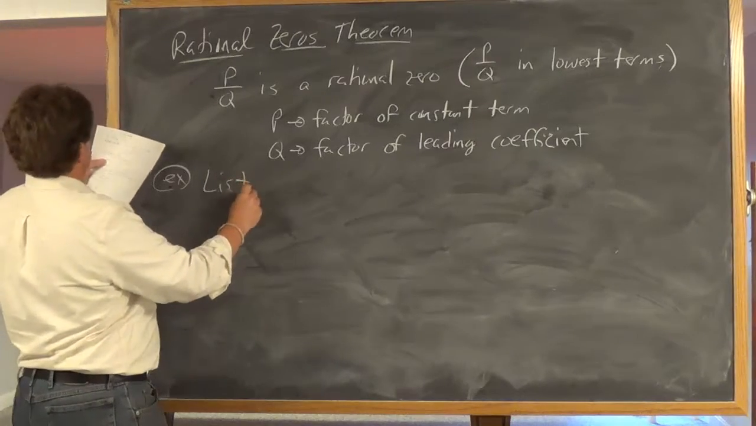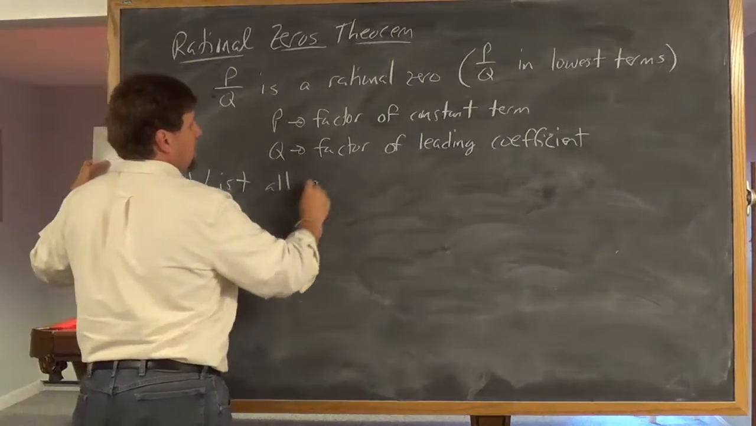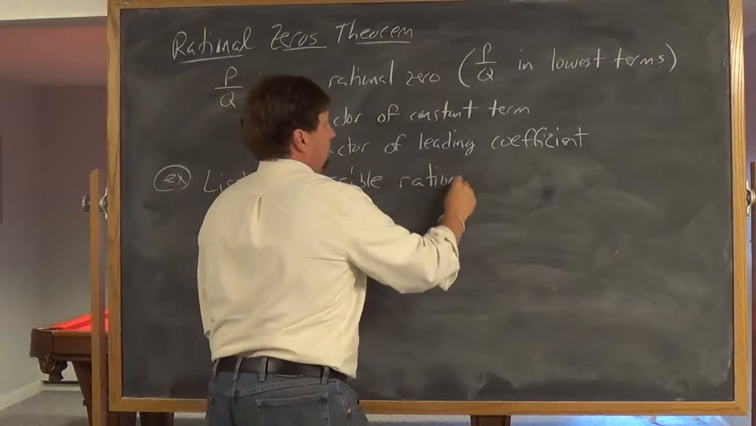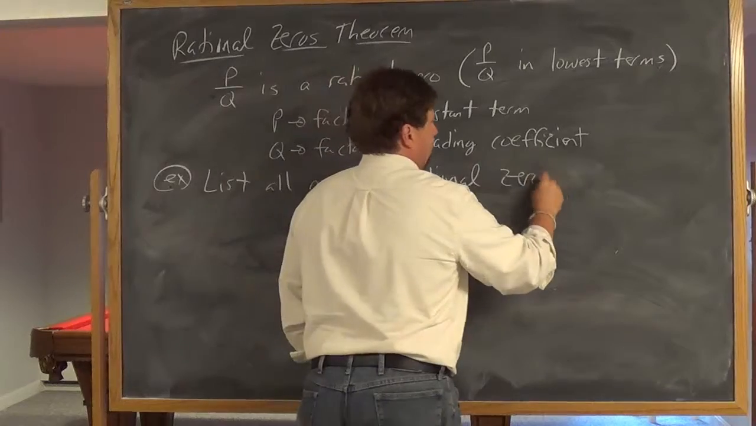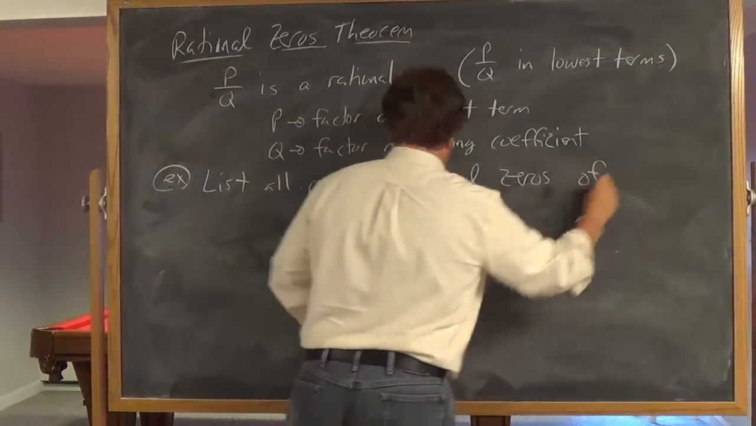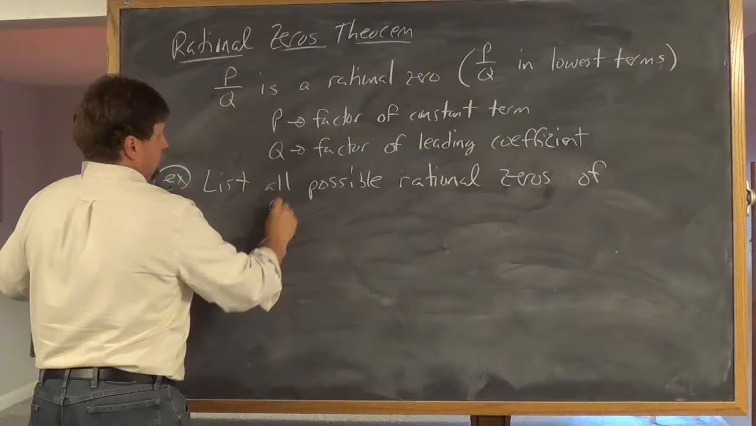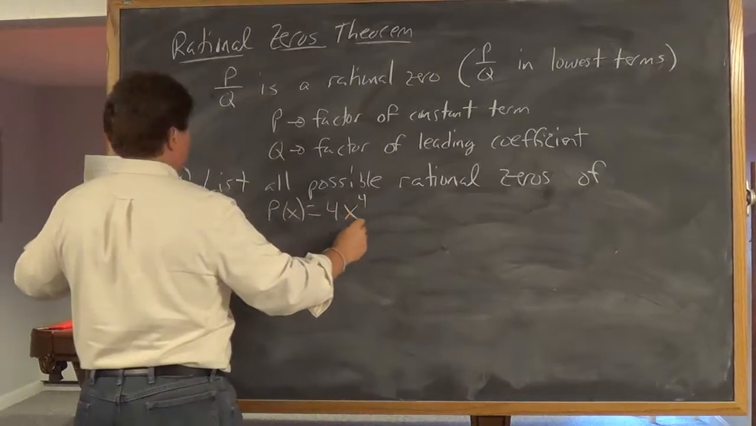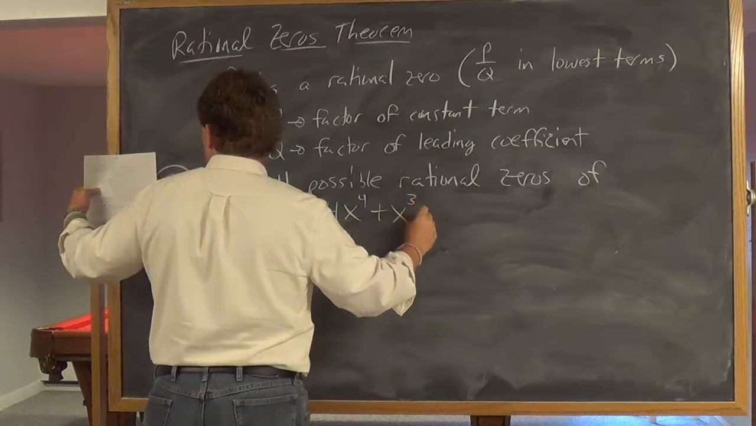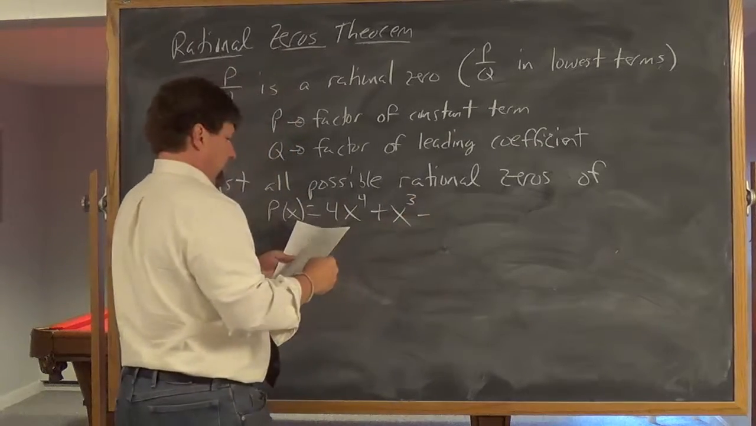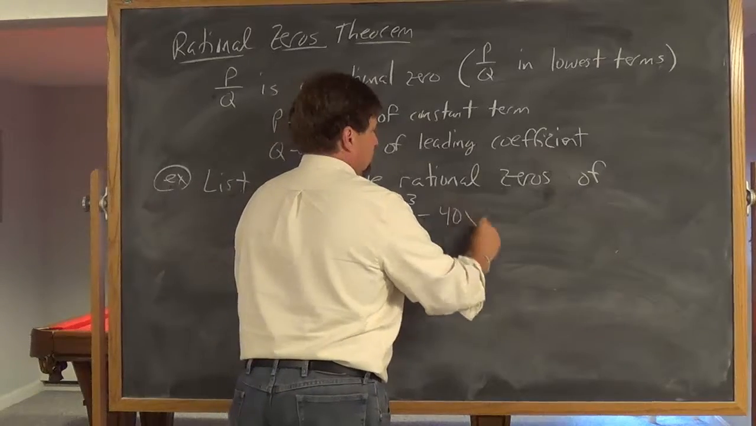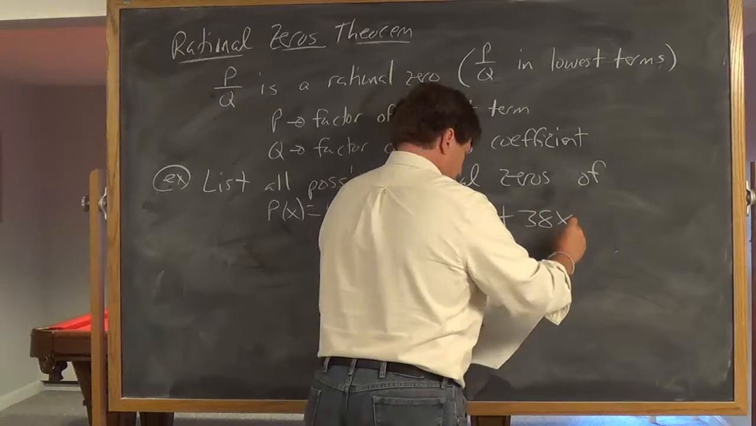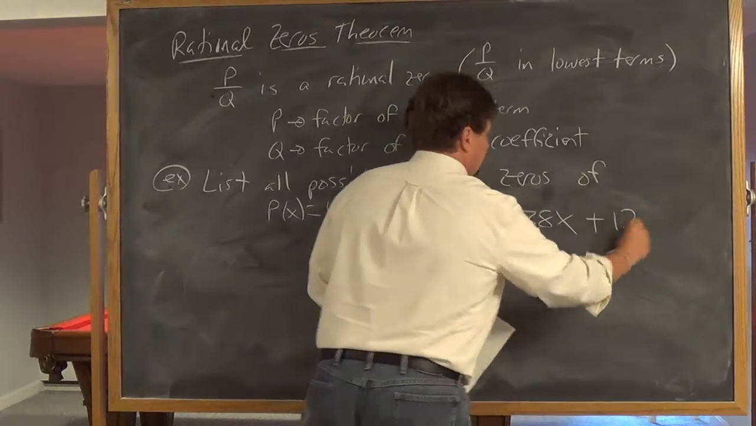Let's just simply list all of the possible rational zeros of the polynomial 4x to the fourth plus x cubed minus 40x squared plus 38x plus 12.